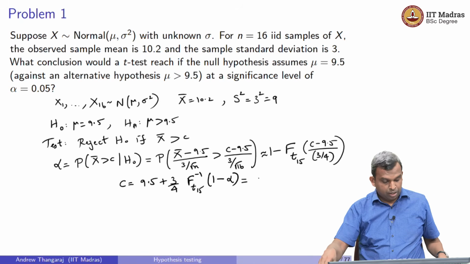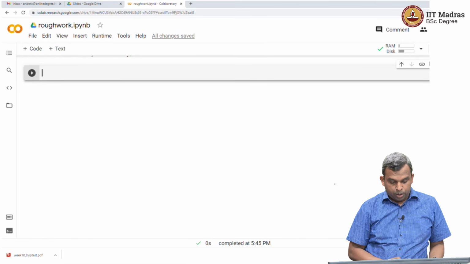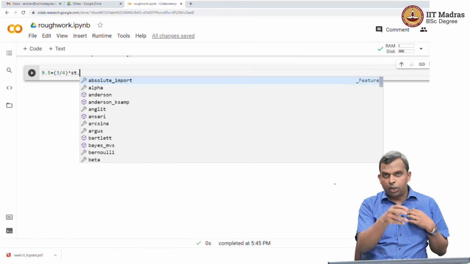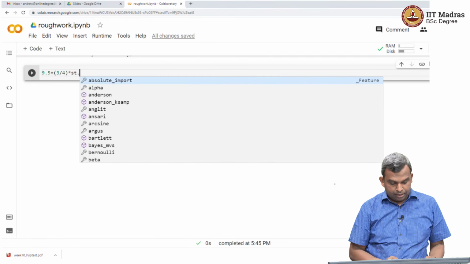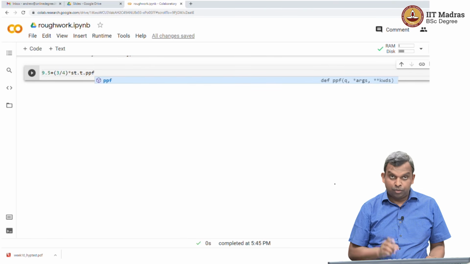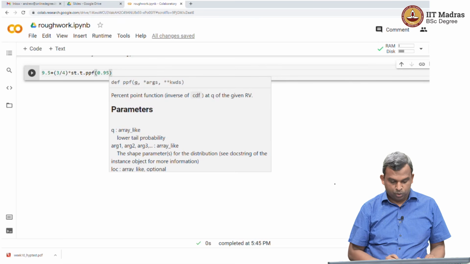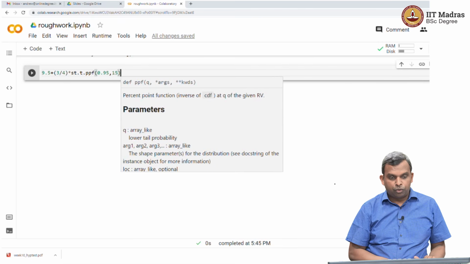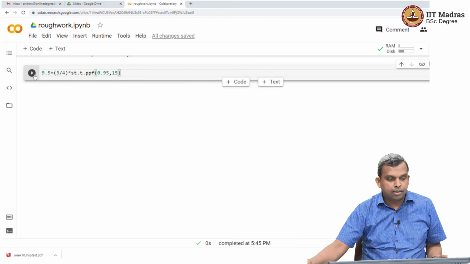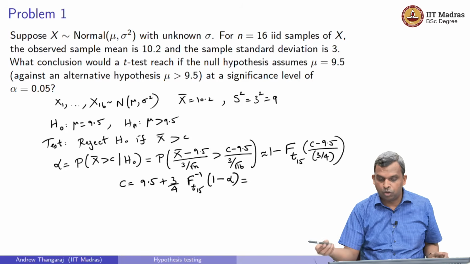Now for doing this calculation, I always like to keep a Python workbook going with everything opened up. So we saw it was 9.5 plus 3 by 4 times st, which I've already loaded, the scipy stats as st, st dot t dot ppf. Inverse of the CDF is ppf of 0.95, 1 minus 0.05, and 15 degrees of freedom. Okay, so I'm going to run this. I'll get an answer which is 10.81.